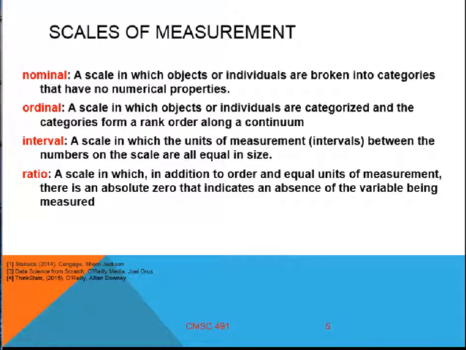Ratio data have all the properties of interval data, and the ratio of two values is meaningful in addition. Variables such as distance, height, weight, and time use the ratio scale. This scale must contain a zero value that indicates that nothing exists for the variable at the 0 point.